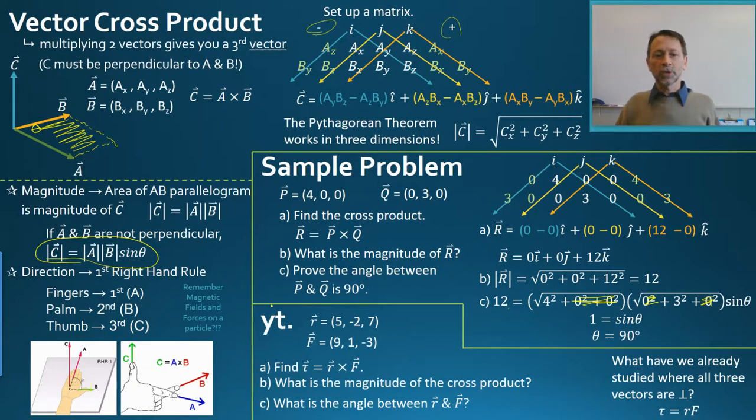So here's a try-it-yourself problem. We have a radius of 5, negative 2, and 7, and a force that is 9, 1, and negative 3. Find the torque, which is the cross product of that radius and that force. What is the magnitude of the cross product? And what is the angle between R and F? Take a moment and pause the video, and then I'll give you the solution.